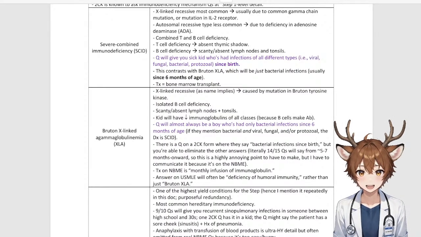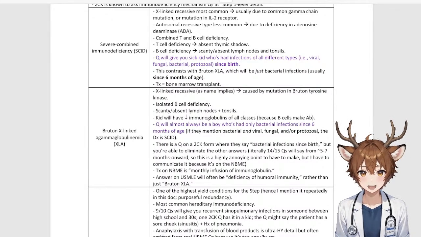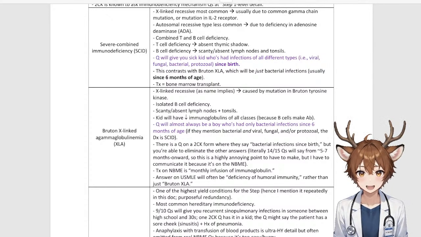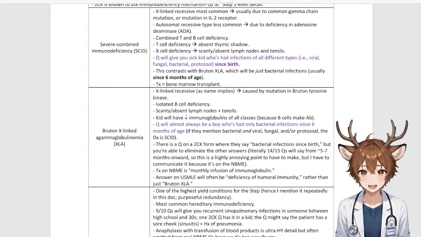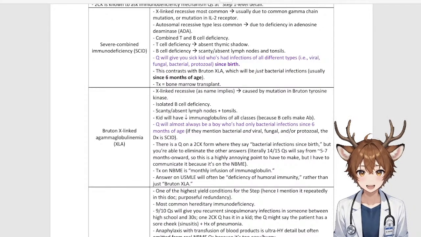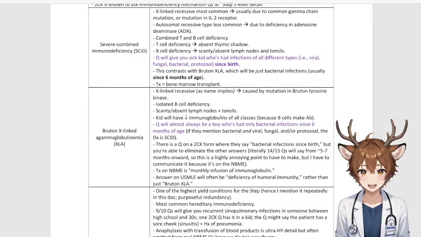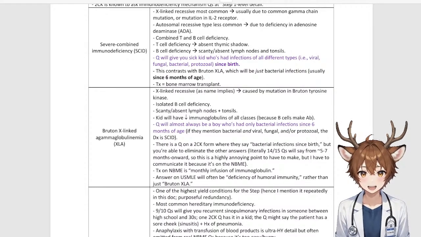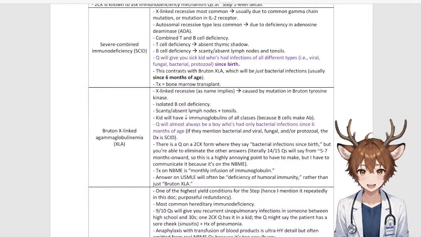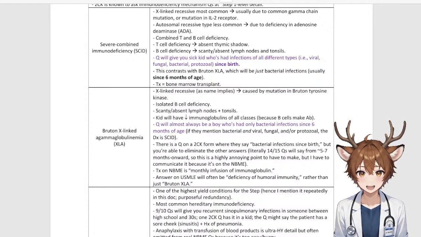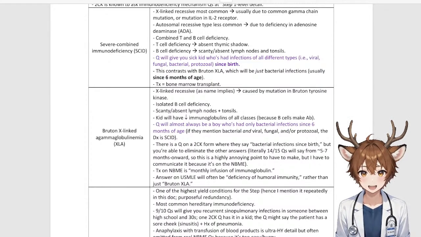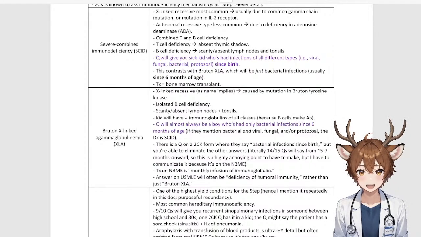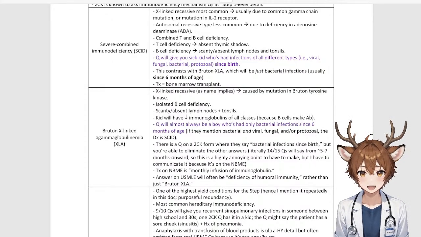Bruton X-linked agammaglobulinemia, or XLA. X-linked recessive, as the name implies, caused by mutation in Bruton tyrosine kinase, isolated B-cell deficiency, scanty/absent lymph nodes plus tonsils. Kid will have a decrease in immunoglobulins of all classes because B cells make antibodies. Question will almost always be a boy who's had only a bacterial infection since 6 months of age. If they mention bacterial and viral, fungal, and or protozoal, the diagnosis is going to be SCID. Again, that's severe combined immunodeficiency.